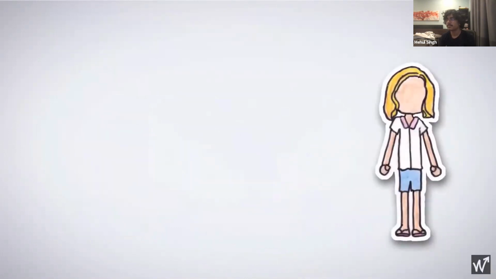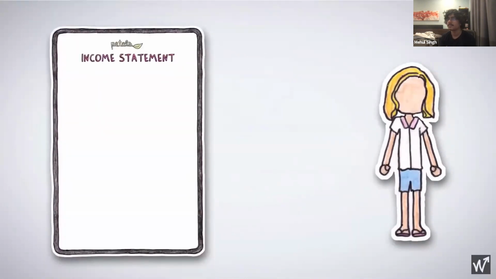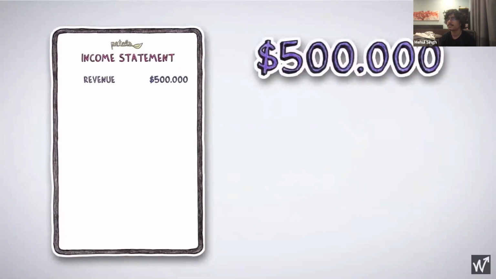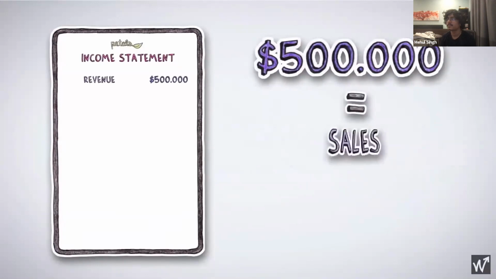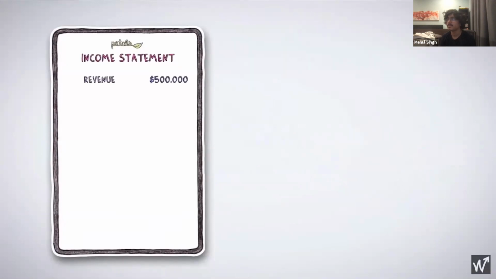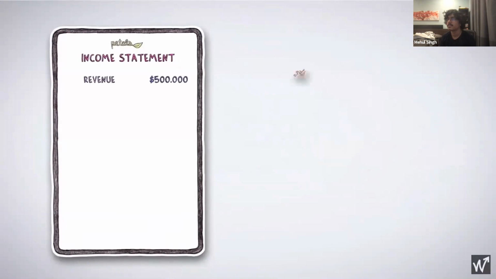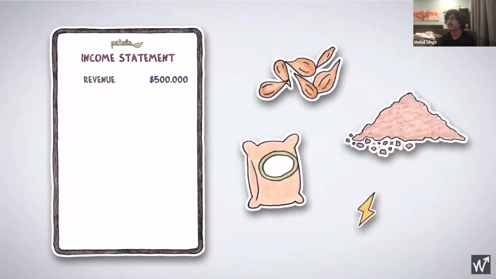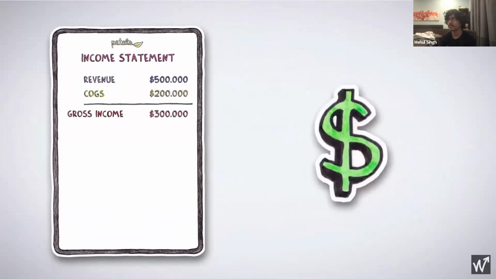Here's Mary. Mary owns her own successful flower shop, Petals, and has begun filing her income statements for the quarter. Last quarter, Mary sold $500,000 worth of flowers. This is her top line revenue. Revenue is also sometimes called sales. Next, Mary needs to add up all the costs directly associated with cultivating her flowers. These costs include things like seeds, earth, fertilizer, and electricity. These are added together and are collectively known as costs of goods sold, or COGS. Revenue minus COGS is known as gross income. Think of this as money made from both growing and selling flowers.